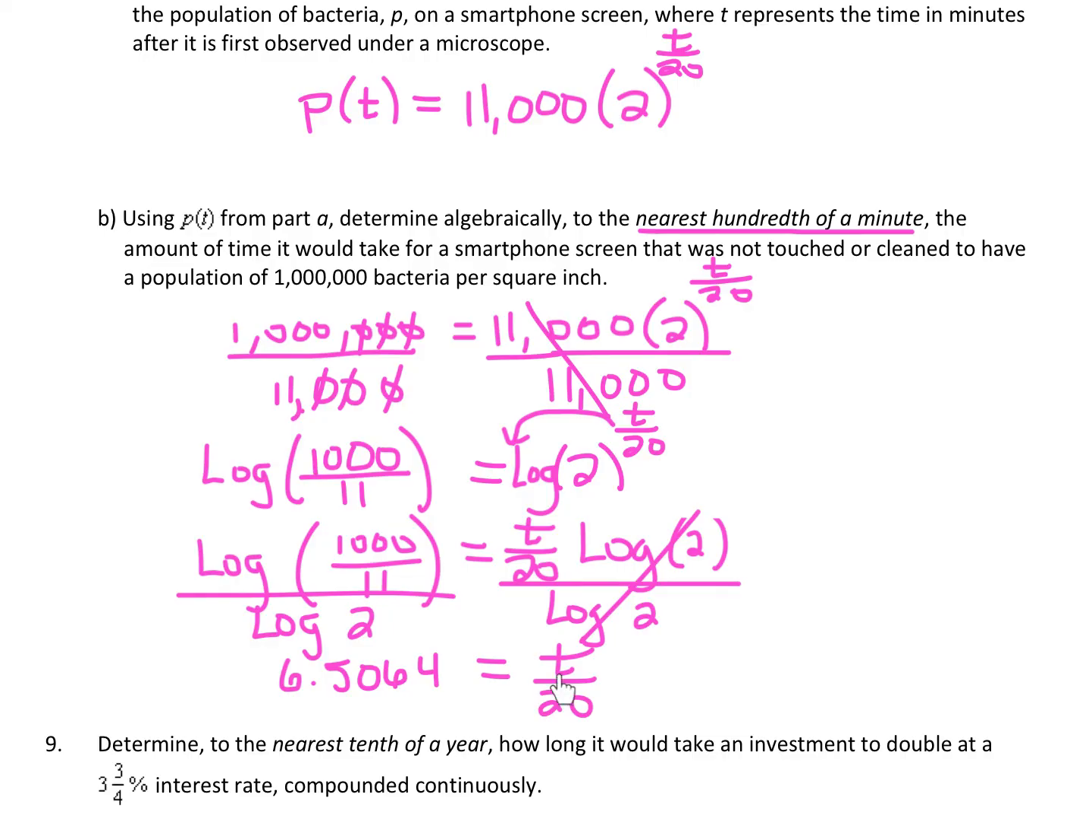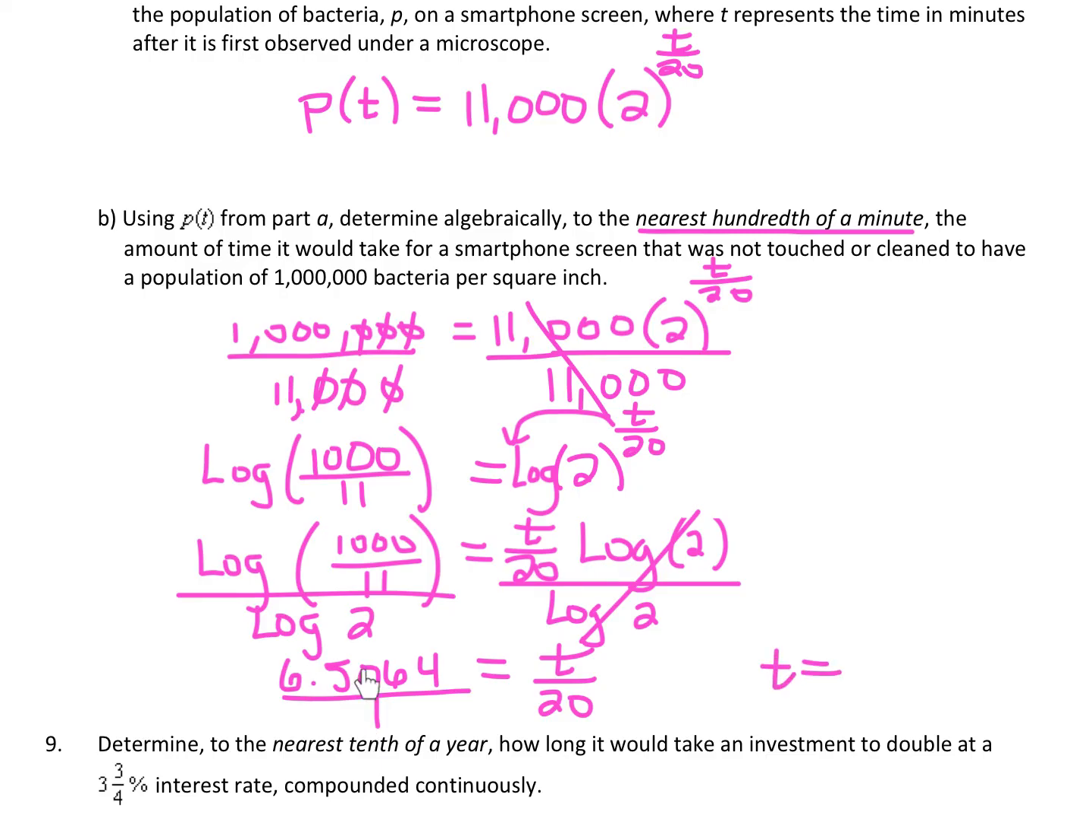So you could do one of two things. Since t is being divided by 20, the opposite of division is multiplication. You could just multiply both sides by 20. Or if you want to put this over 1, you can cross multiply, which will get you the same answer. So t times 1 is t.